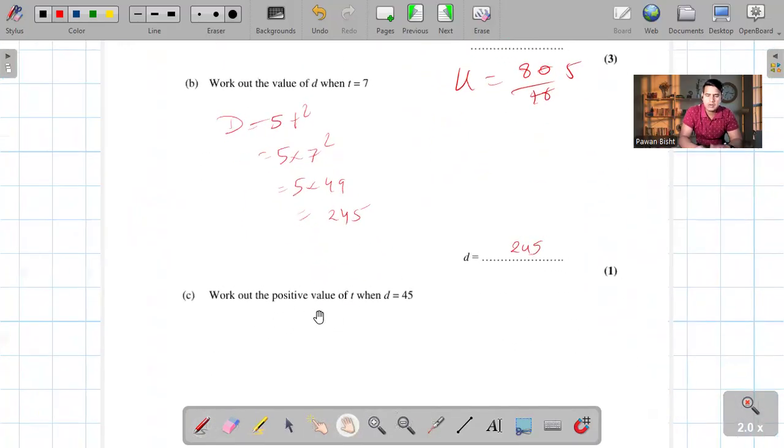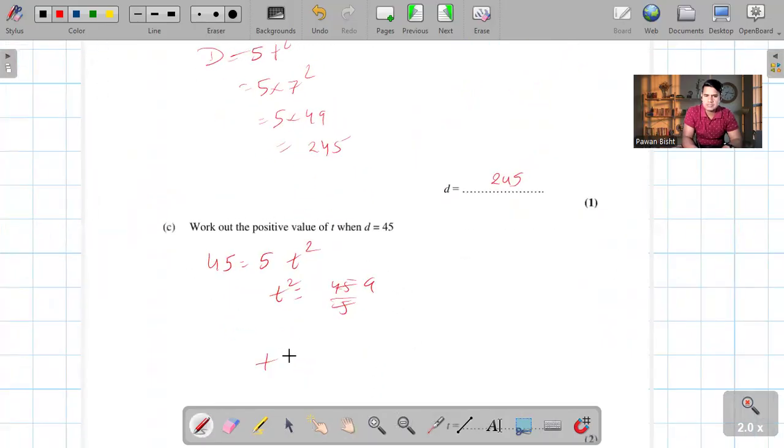Work out the positive value of t when d is 45. They say when d is 45, 45 equals 5t square. t square will be 45 over 5. t square is 9. So t is under root of 9, that is plus minus 3. But they say work out the positive value of t. So t equals 3. Whenever you take the square root, you write plus minus, and I will write the positive value of t, which is 3. Understand?